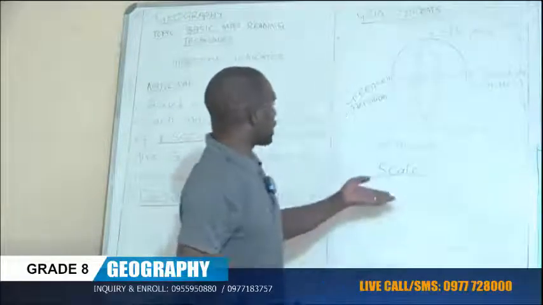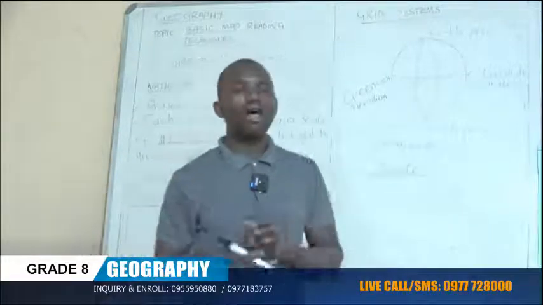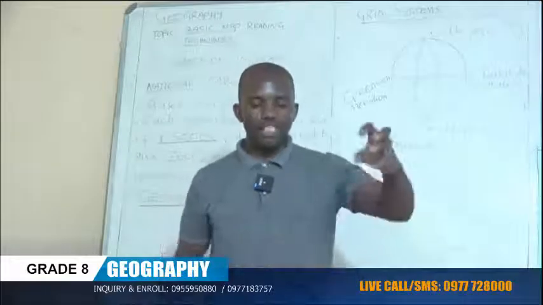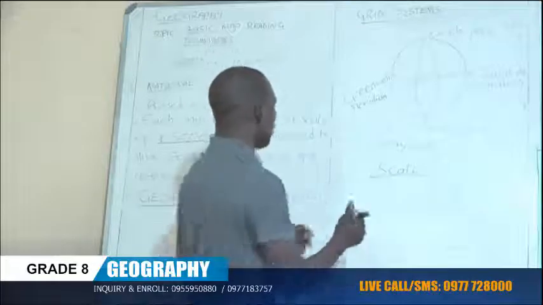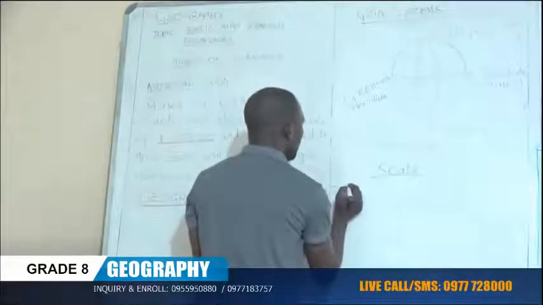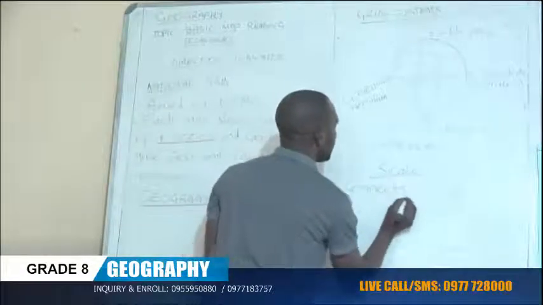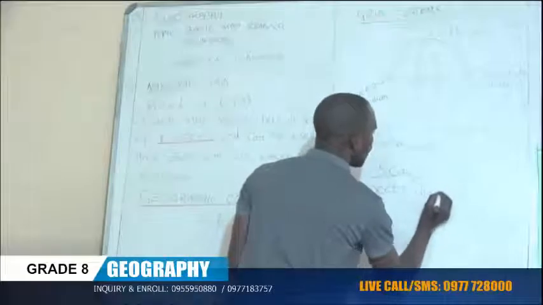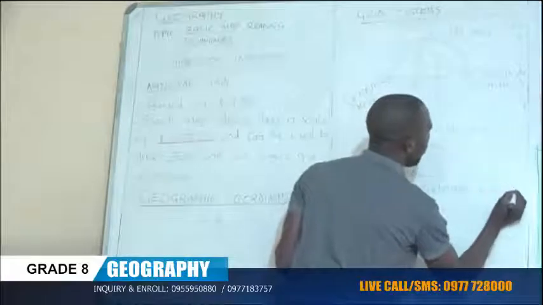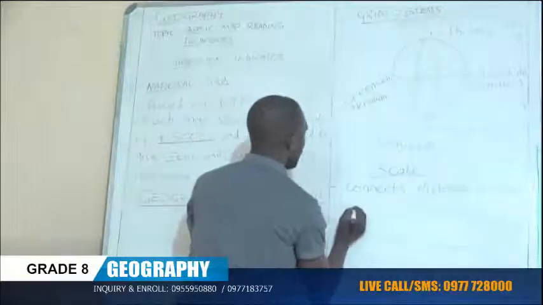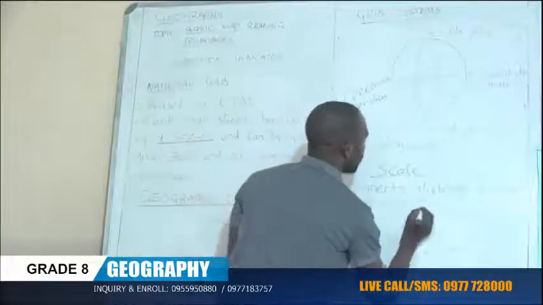Now, a scale, someone might ask, what does a scale do? A scale simply gives the relationship between the distance on the map and the distance on the ground. Now, what do we mean here? It connects the distance on the map and that on the ground.